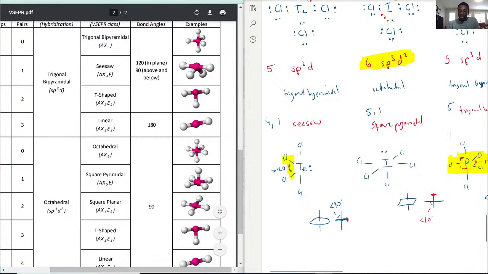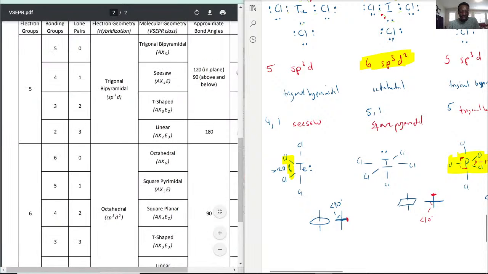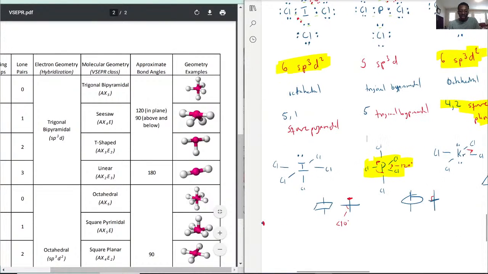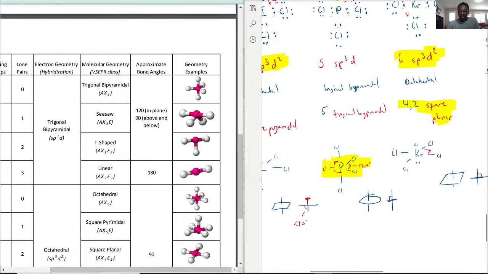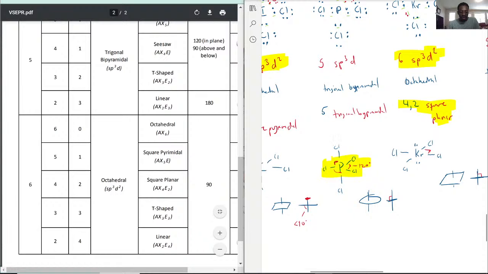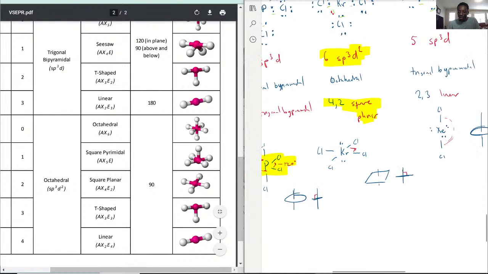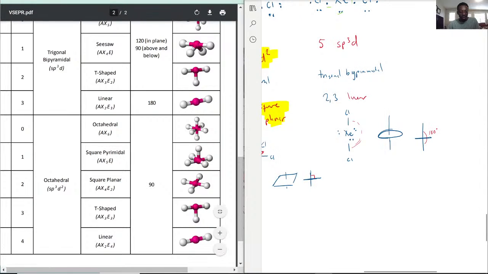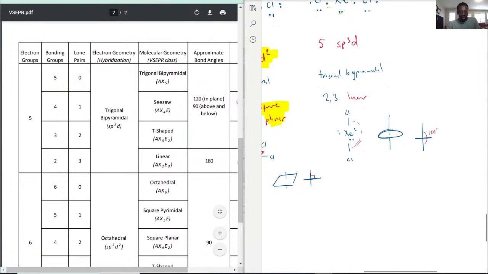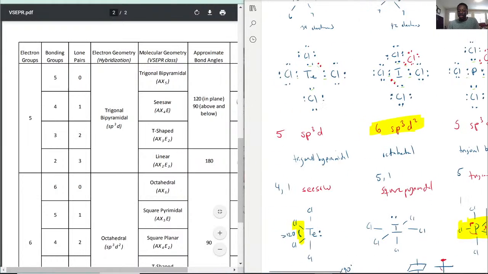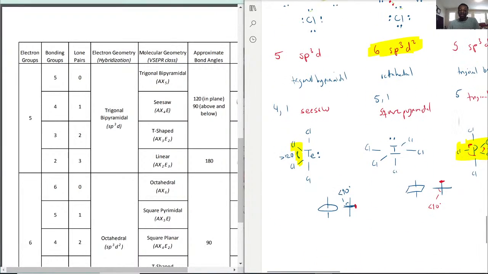5, 0 is still trigonal bipyramidal, which is the shape we got. And 4, 2, if we go down here, is square planar, which is also what we got. And now for the last one, 2, 3 is linear, which is also what we got. Perfect. I was just blanking out on the names for these.